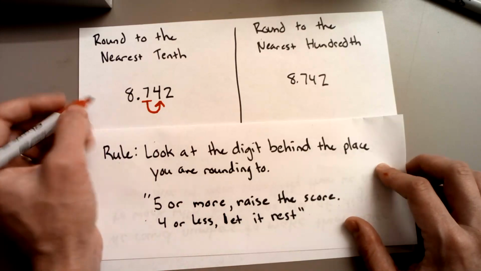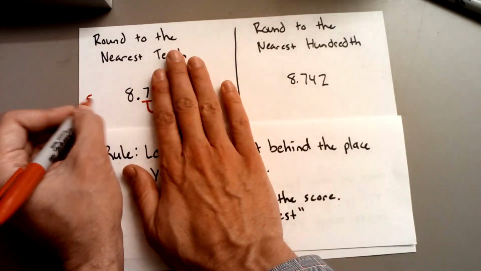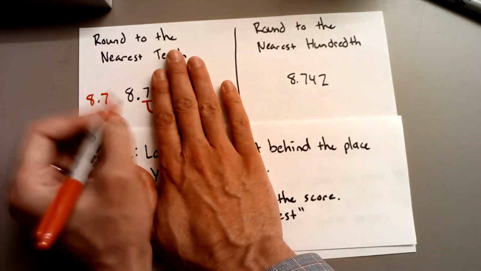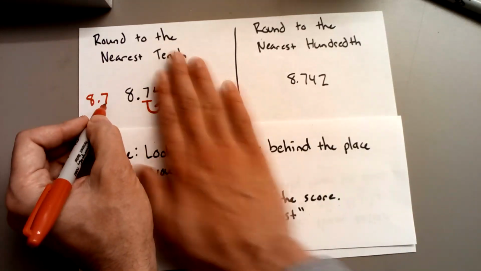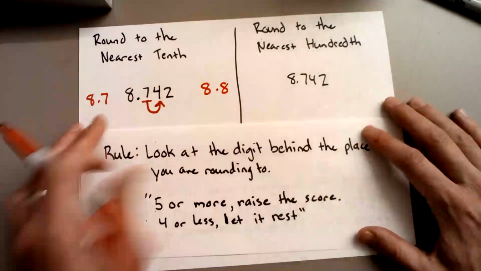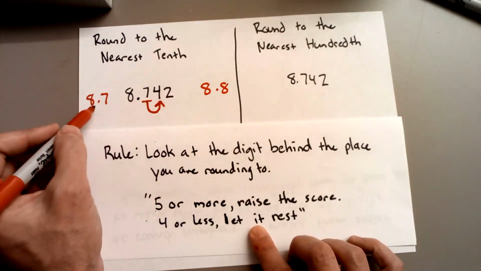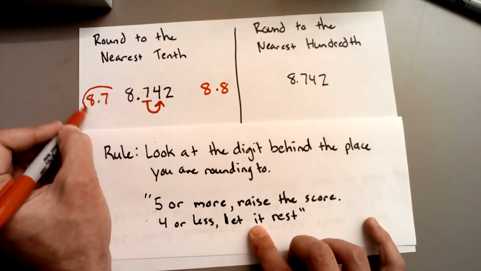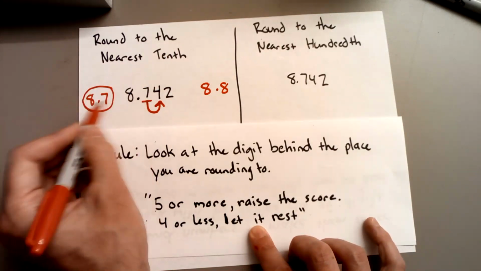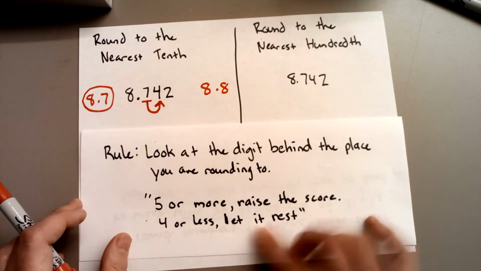I forgot to write down my options for rounding. So I've got 8 and 7/10, or one more tenth would be 8/10. So it would be 8 and 8/10 would be my other option. But now I look back, the 4 tells me 4 or less, let it rest. So I'm just going to round this one. It just rests at this 7/10. This number is closer to 8 and 7/10 than it is to 8 and 8/10.